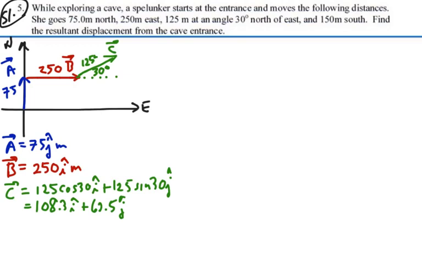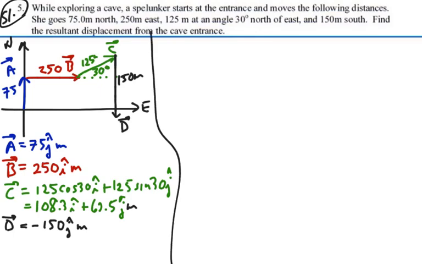And then our final vector is D, which is 150 meters south. So if we go 150 meters south, maybe it's something like this. And so we'll say D is strictly a negative 150 J meters, because it's totally in the negative J direction. Alright, so there's our 4 vectors, and our resultant vector is going to be the vector that adds these 4 together. So our resultant vector is going to start from our original origin, come straight to our final destination at the end of D. So our resultant vector R is equal to A plus B plus C plus D.